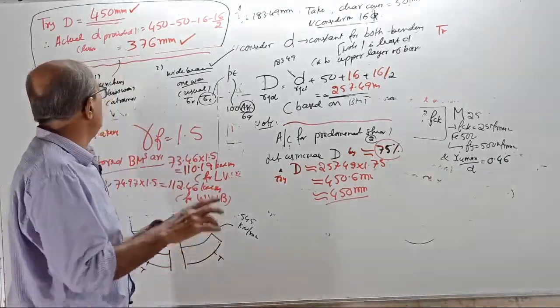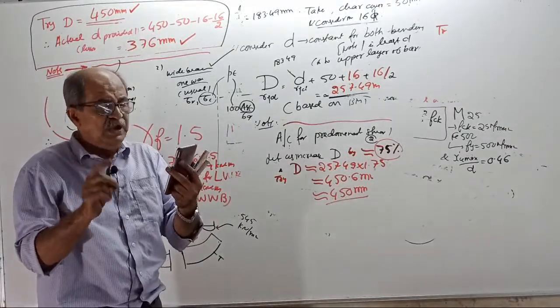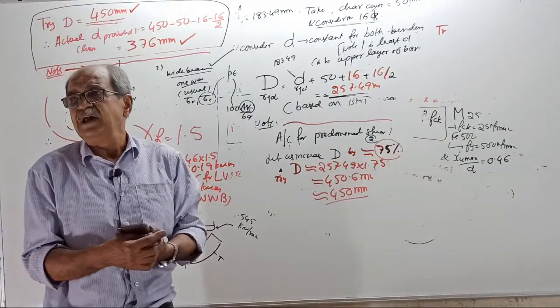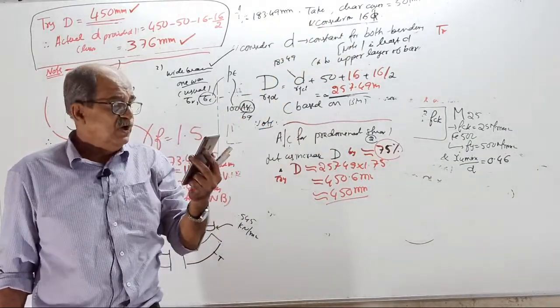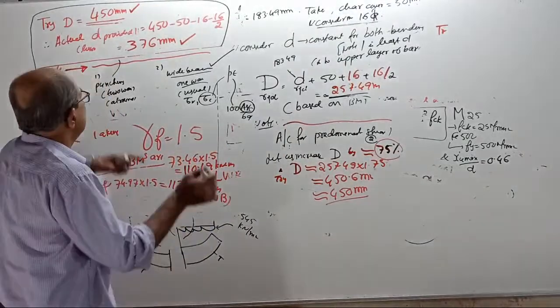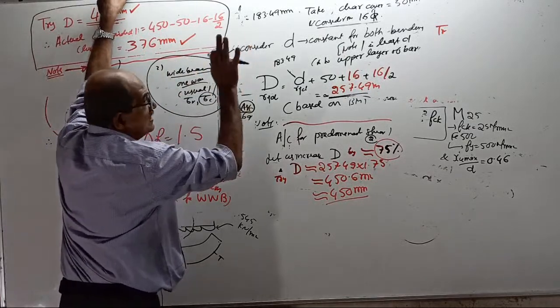Punching shear, you require only D. For the punching shear check, you need only D. Unless you finalize AST, we cannot check one-way shear, our usual shear. Therefore, for the other shear, you will tell, Anna, I will come to you later.